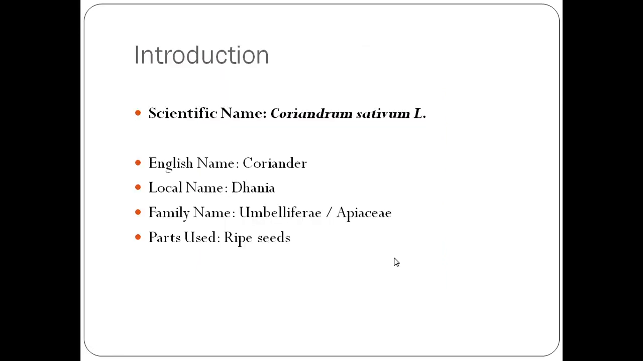Now, introduction. The scientific name of the coriander fruit is Coriandrum sativum. In English, it is called coriander. Locally, in Urdu language, it is known as dhania. It belongs to the family Umbelliferae or Apiaceae, and its seeds and fruits are used.